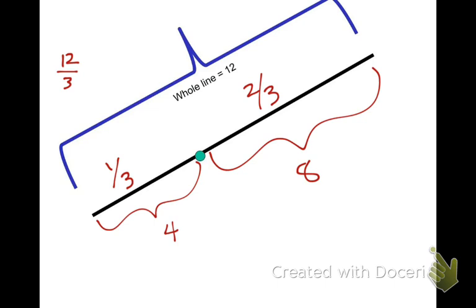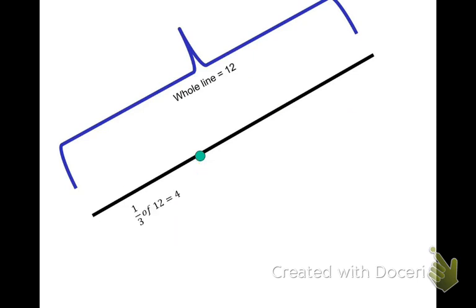What is 4 plus 8? 12. Okay, so we found that. You could also just multiply 1/3 times 12, which is 4. You could also multiply 2/3 times 12, which is also 8.